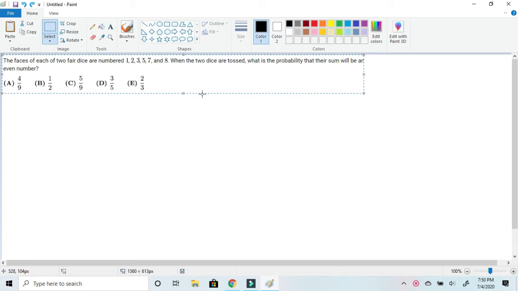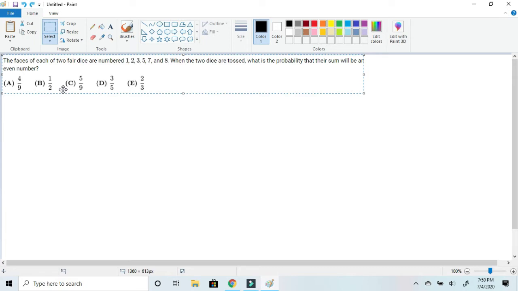The faces of each of the two fair dice are numbered 1, 2, 3, 5, 7, and 8. When the two dice are tossed, what is the probability that their sum will be an even number? And the answer choices to this problem are A, 4 over 9, B, 1 over 2, C, 5 over 9, D, 3 over 5, and E, 2 over 3.